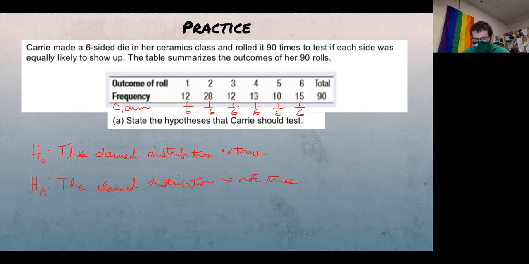So we can just leave it. It's honestly the null hypothesis written like this, the claim distribution is true, is fair to say, but maybe we could add a little more context to this, say each side rolls 1/6 of the time in the long run. And as far as the alternate goes, we could say the sides do not roll evenly in the long run.